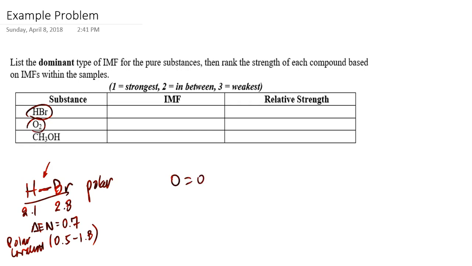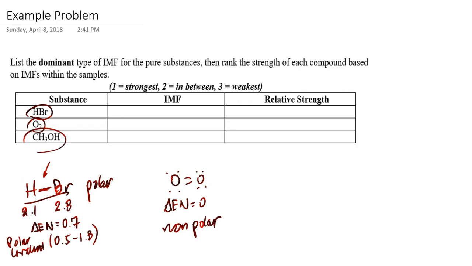Then I have oxygen. So here's the Lewis structure for oxygen. There's only one bond, the double bond between the two oxygens, but since these atoms are identical, then the difference in electronegativity here is 0. So this is a non-polar bond and also a non-polar compound.